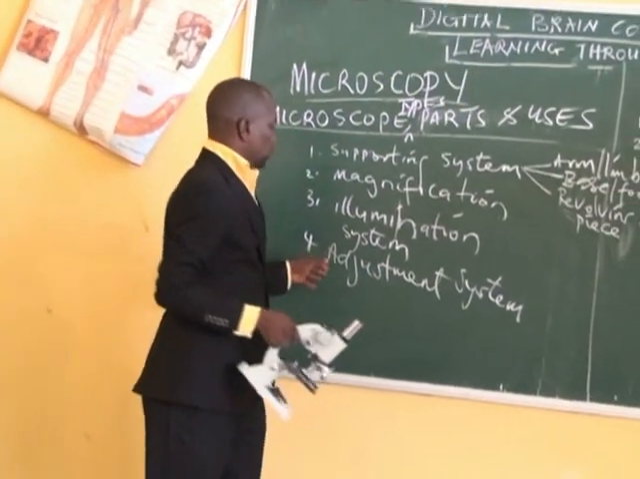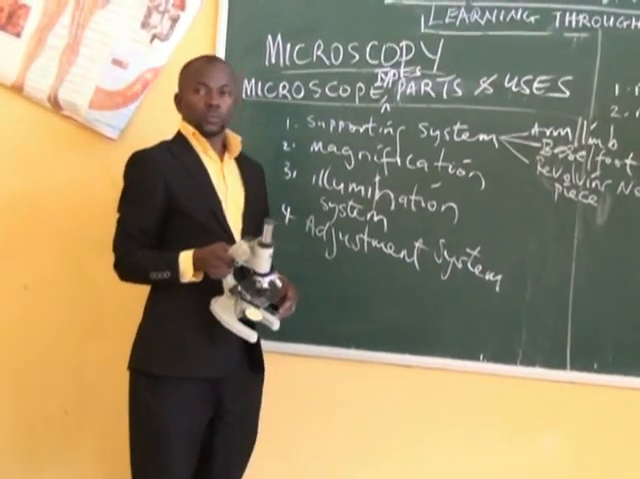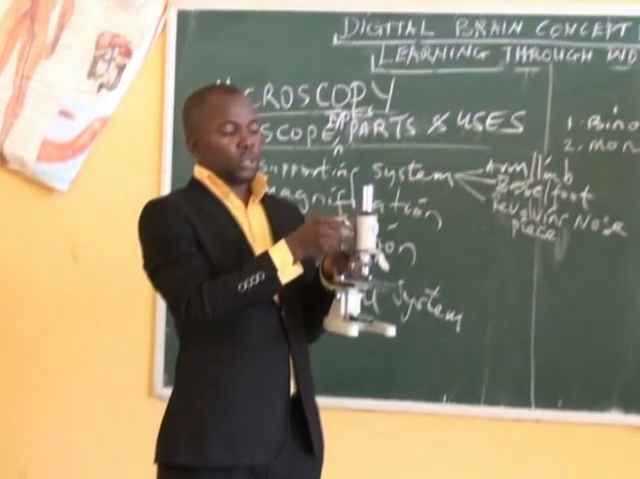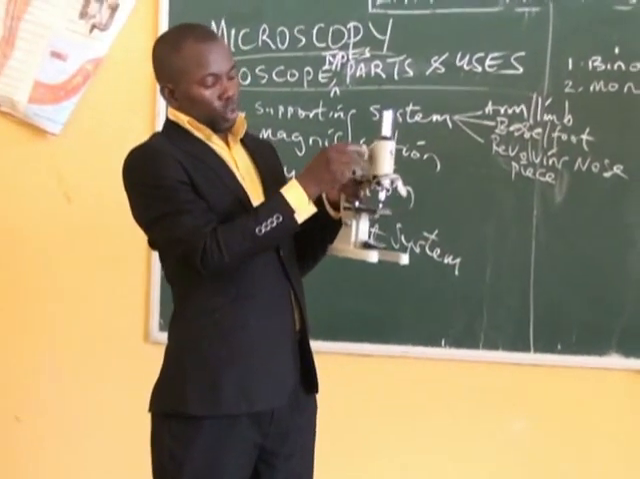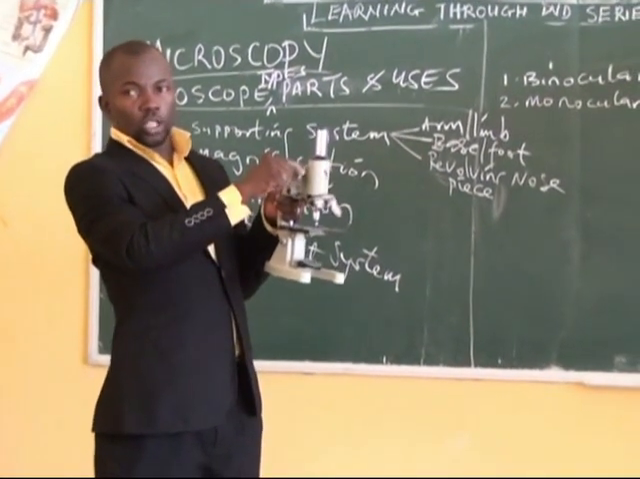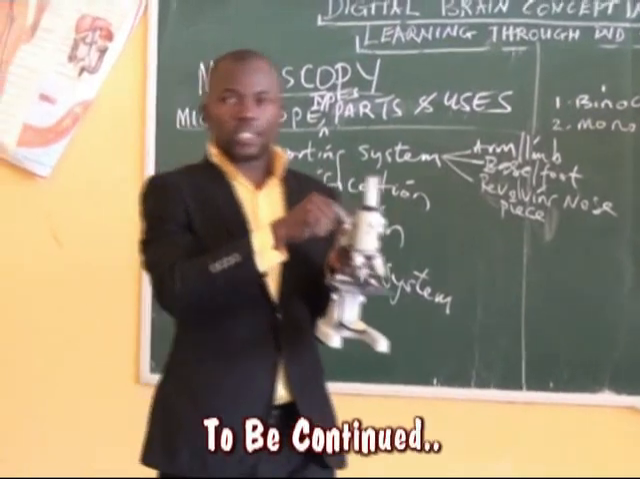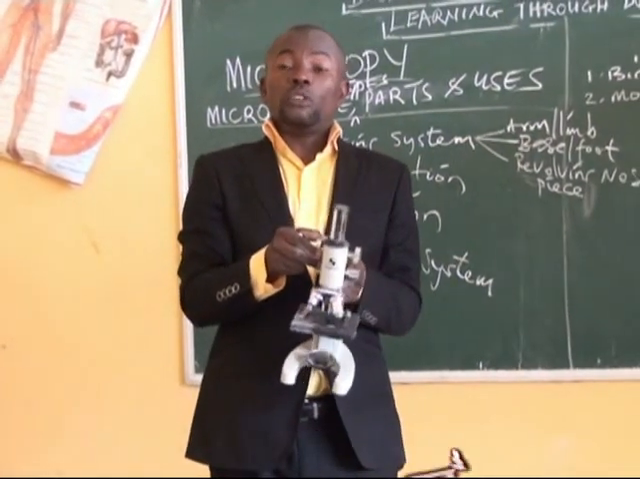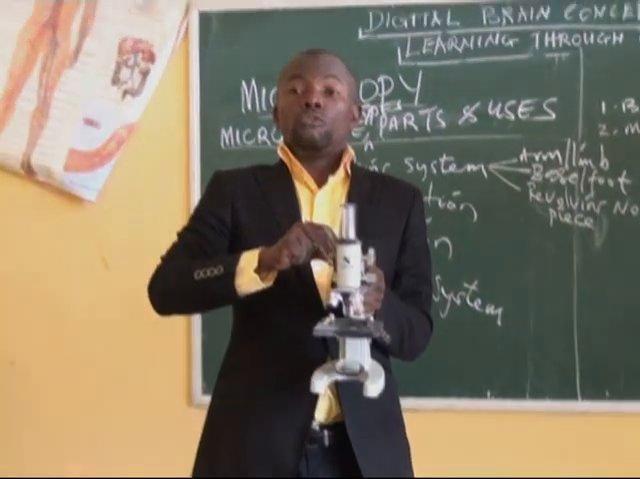Then the adjustment system consists of the adjustment knobs, these knobs that you are seeing here. This one is called the coarse adjustment knob, which is used to bring the object you are viewing into initial focus.